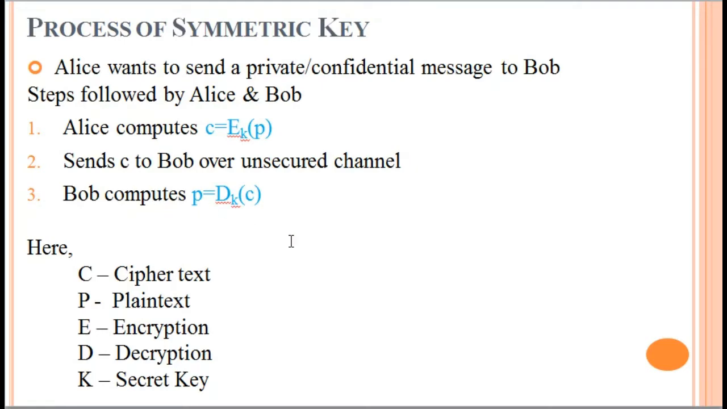Then Bob receives the ciphertext and converts it into plain text with the help of the decryption algorithm and the shared key, and finally Bob receives the actual message that was sent by Alice. Here C means ciphertext or a non-readable message, E means encryption process, K means shared key or secret key, and P is the plain text.